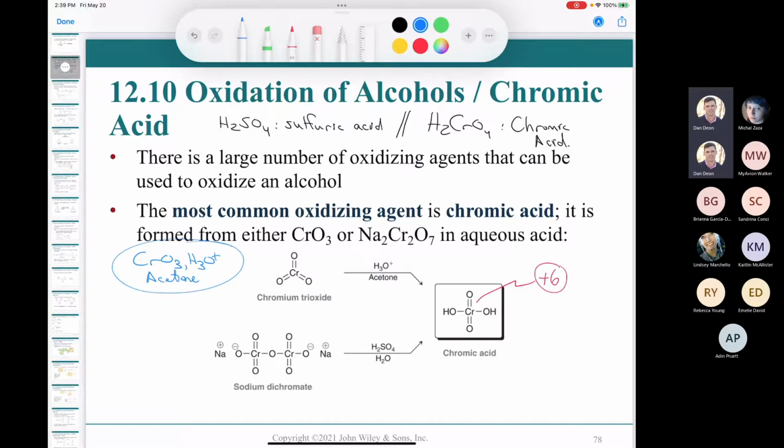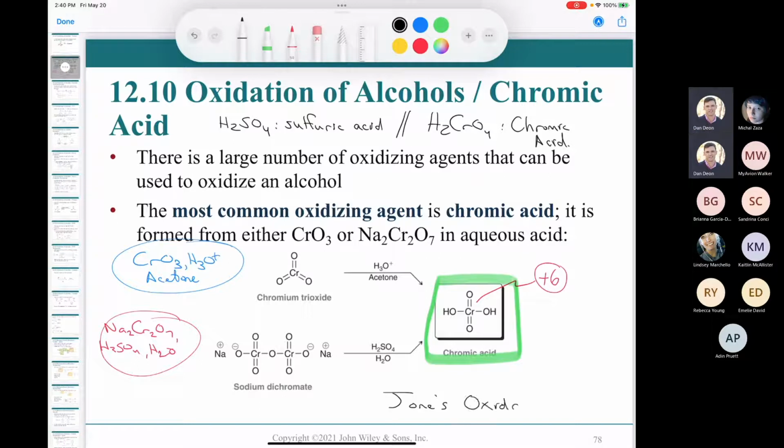Another way is to combine sodium dichromate, Na2Cr2O7, with sulfuric acid in water, and that will also make chromic acid. So again, whether you're combining chromium trioxide, acid, and acetone, or sodium dichromate, sulfuric acid, and water, either way, you're making chromic acid. Sometimes we refer to this as the Jones oxidation. If you look it up on Wikipedia or something, I'm sure they'll have an entry about Jones oxidation.